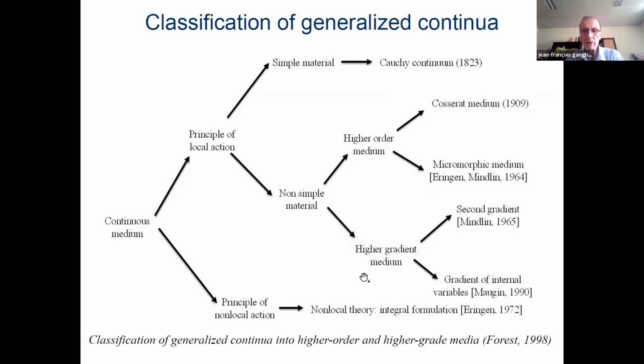The second strategy is based on keeping the same degrees of freedom, but adding higher order gradients of these degrees of freedom, like second gradient theory developed by Mindlin in the middle of the 60s. But most of the time, these gradients are physically relevant for internal variables describing dissipative processes. And the most general theory is, of course, a non-local formulation developed by Eringen in 72. So this is one classification, and I will come back and propose a new classification at the end of my presentation.